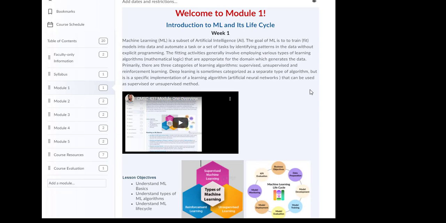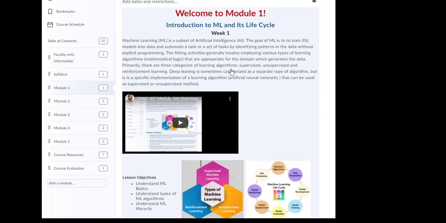Hello, this is an overview of the first module in CMSC 437, Machine Learning course. The course is modularized, which means individual topics are covered in different modules. There are a total of 5 modules, and the first module is the module that we cover in this overview, which is the Introduction to Machine Learning, and is covered in 1 week.